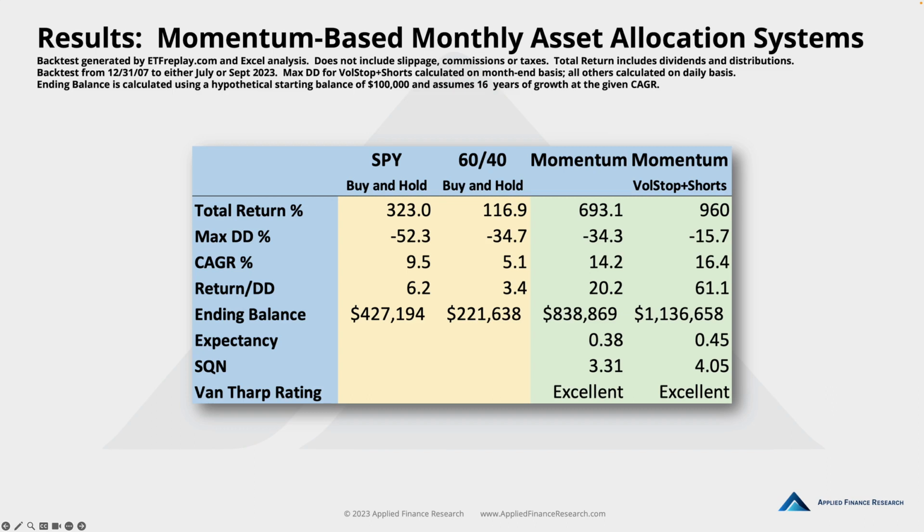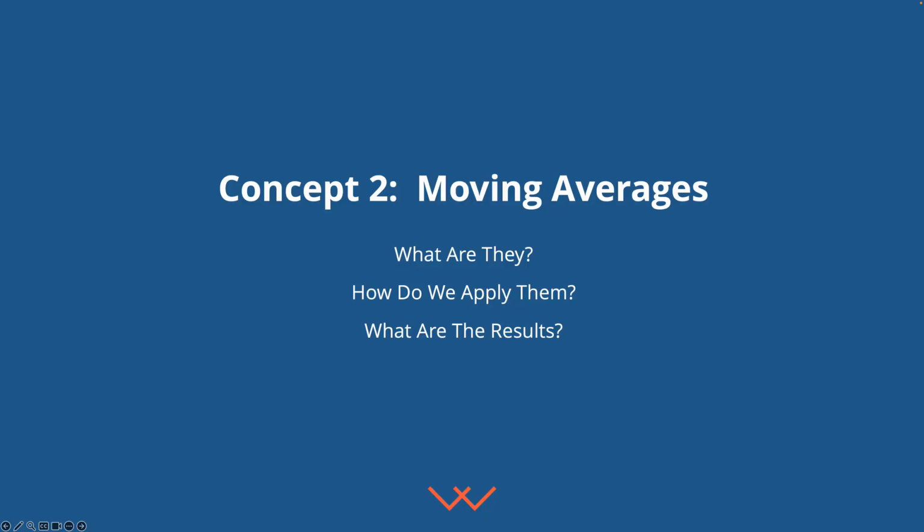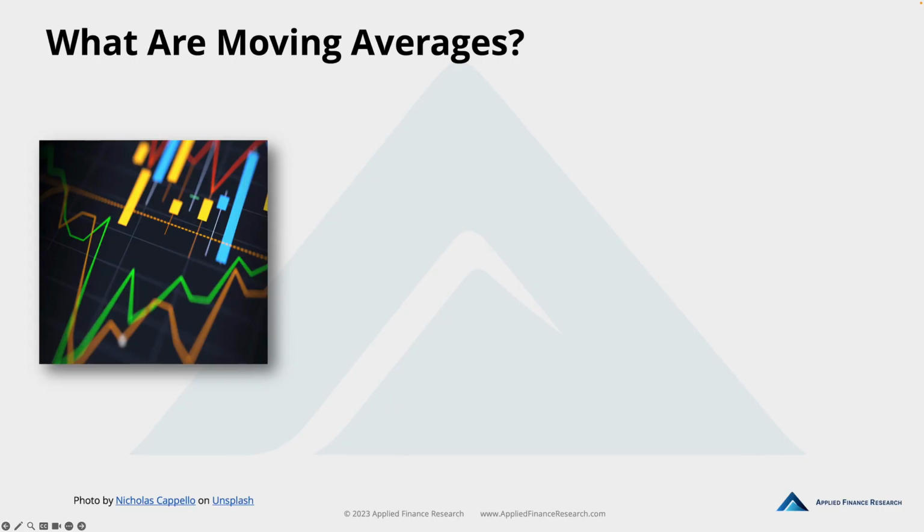The expectancy becomes 0.5 and the SQN is 4.05, again, making it an excellent system by Dr. Van Tharp's definition. The second Dr. Ken Long concept we're going to look at is moving averages. And again, we'll look at what are they, how do we apply them, and what are the results.